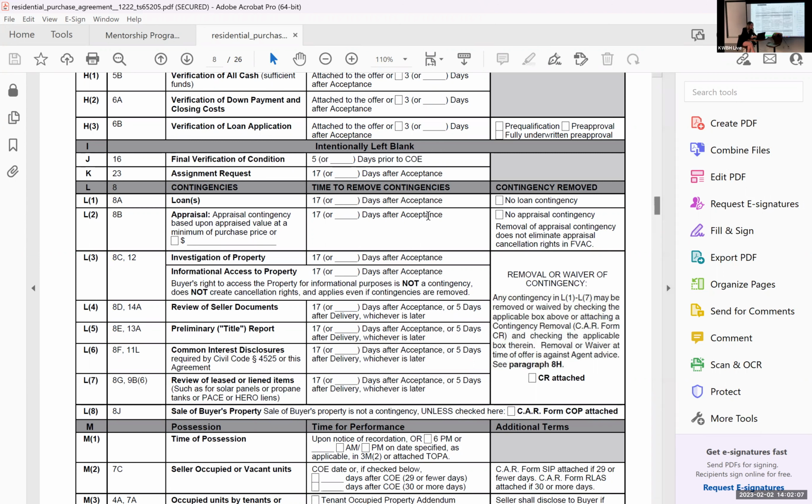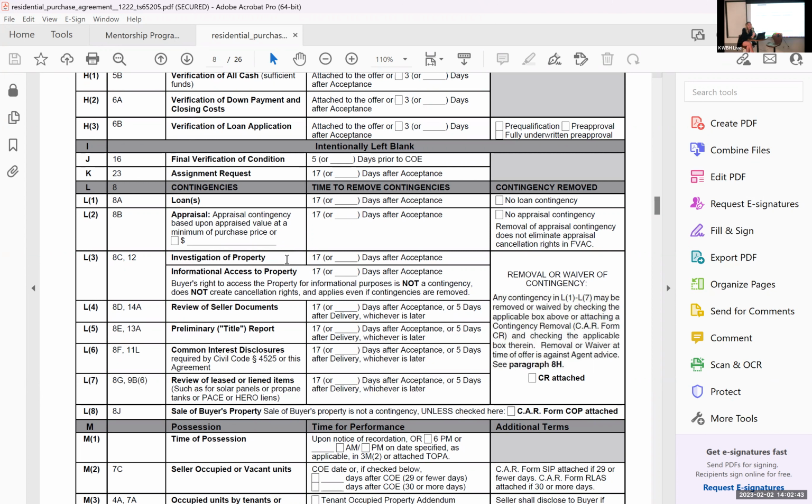Okay. I'm going to stop at L3, and then we'll continue on part 2. All right. Appraisal contingent, sorry. I'm not going to go through L2 appraisal this time. That's a little bit advanced and kind of complicated. If you want to learn about that kind of stuff, you can take that how to get your buyer offer accepted in multiples course. L3, investigation of property.